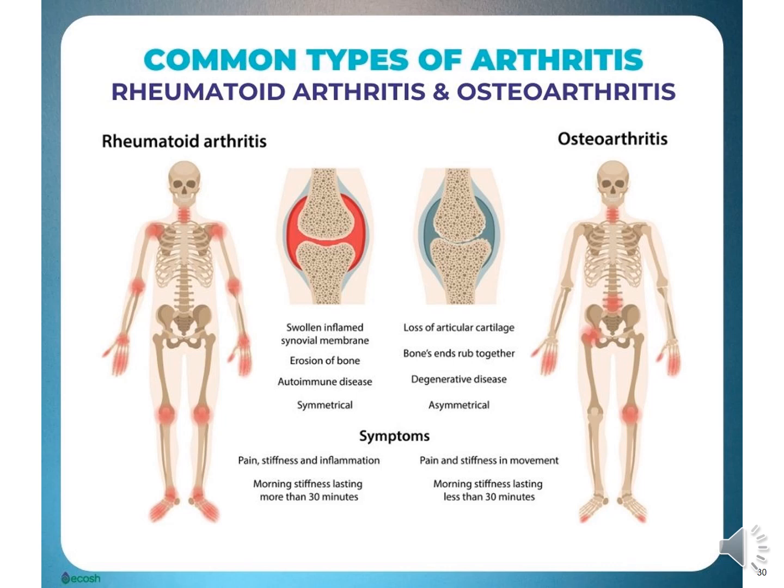Symptoms are very similar. In rheumatoid arthritis, pain, stiffness, and inflammation. Morning stiffness usually lasts about 30 minutes. Usually with rheumatoid arthritis, the pain and the stiffness get better as the day goes by, so the mornings are the worst. It's just the opposite with osteoarthritis. Pain and stiffness with movement, and it usually gets worse as the day goes by and is relieved with rest.